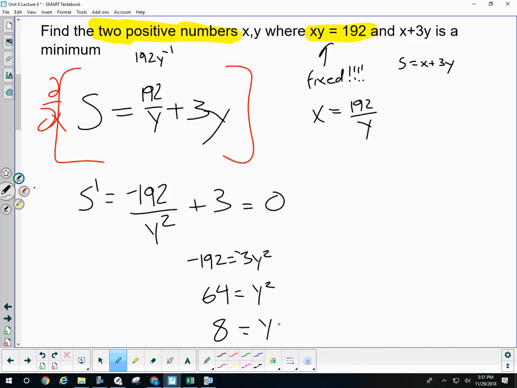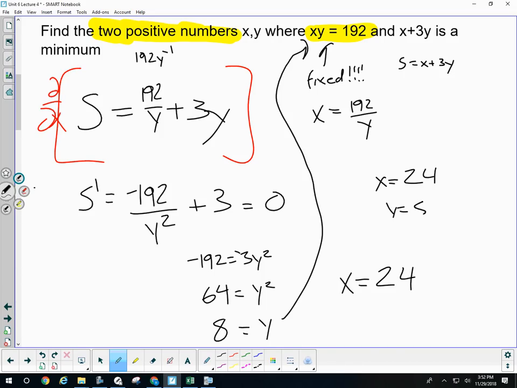Which means, without having to figure out any ordered pairs, if I plug in 8 into x times y equals 192, I find x is 24. 192 divided by 8 ends up being 24. I find that when x is 24 and when y is 8, these two numbers will multiply to get 192, and compared to any other pair of two numbers that multiply to get 192, the first number plus 3 times the second number will be the smallest that you can get.